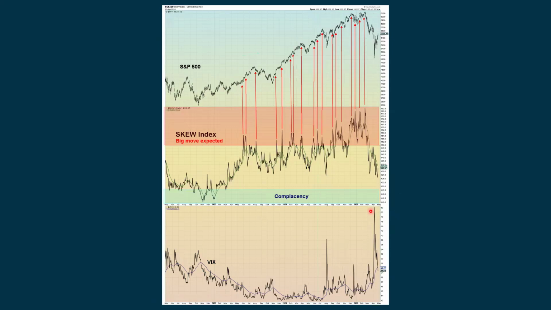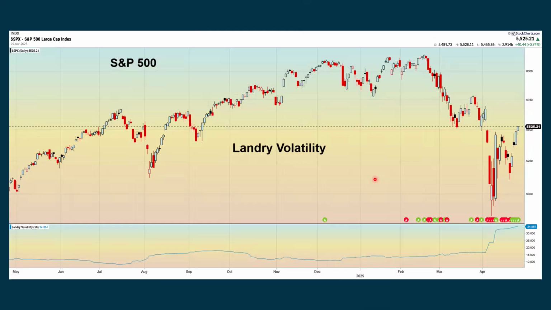And we look at the skew index, which is a variation of the VIX. It's calculated in a little bit different way. And we really only pay attention to this chart when we're up in the red area. Well, we're down below the red area, so there's been no need to show this chart.